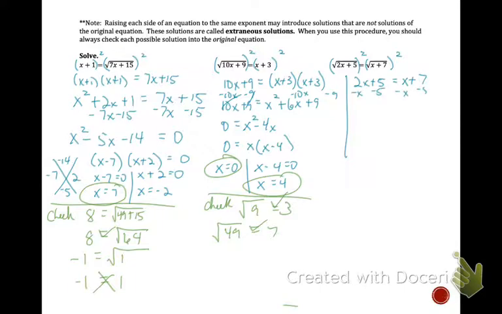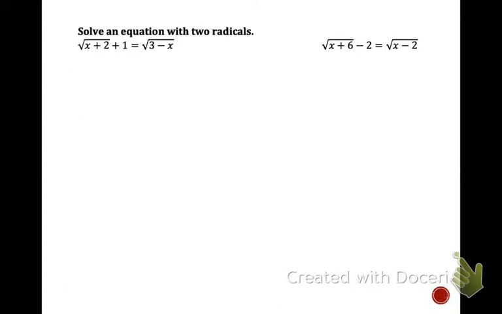So we just have a linear equation to solve, so we'll get x's on one side and numbers on the other, and then we'll check our solution, and we get the positive square root of 9 equaling the positive square root of 9, which is 3 equals 3. So that does check, it does work. Let's just continue to solve.